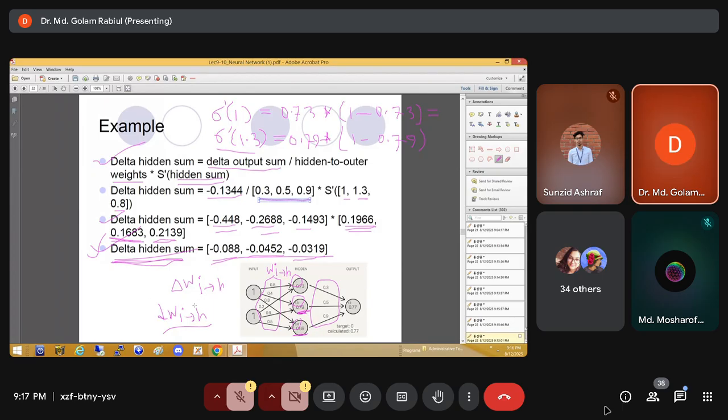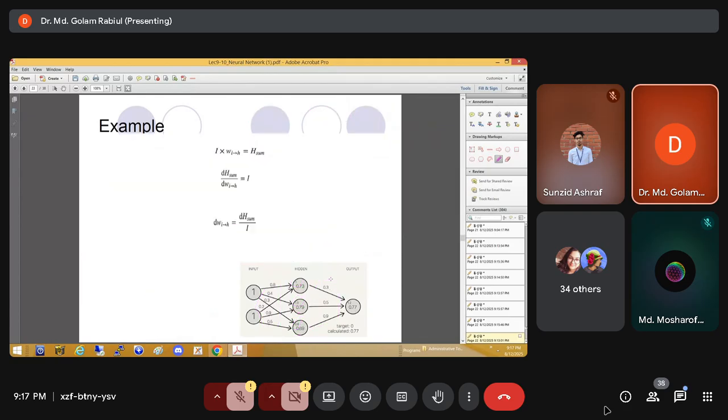As I already mentioned, we actually need to find the delta W IH, but we have to do it in two steps. The first step is done: that is delta hidden sum. We have already calculated the delta hidden sum, the rate of change of the error with respect to the hidden sum. Now what we have to do is a little extra work.